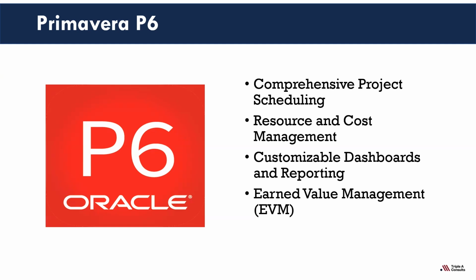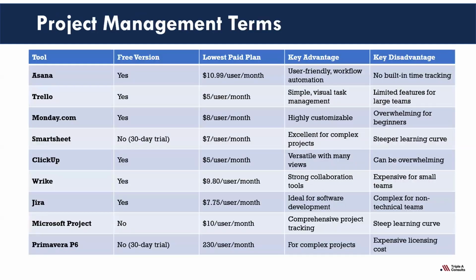Okay, so now we've spoken about these tools. Let's take a look at all of them and just compare them quickly. You can see all these tools: Asana, Trello, Monday.com, Smartsheet, ClickUp, Wrike, Jira, Microsoft Project, and Primavera. You can see the ones where you have the free version, and the ones that you have to pay for. There are paid plans that range from the cheapest, which is ClickUp and Trello at $5 per month, to Primavera. If you look at their annual plan and break it down into a monthly plan, it costs you about $230 per month.